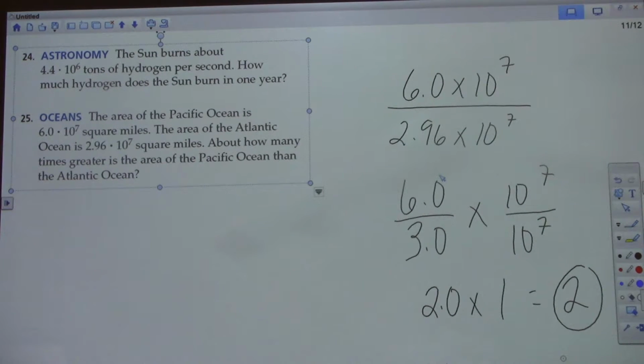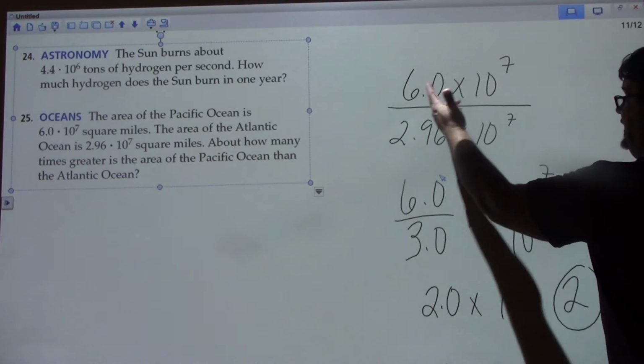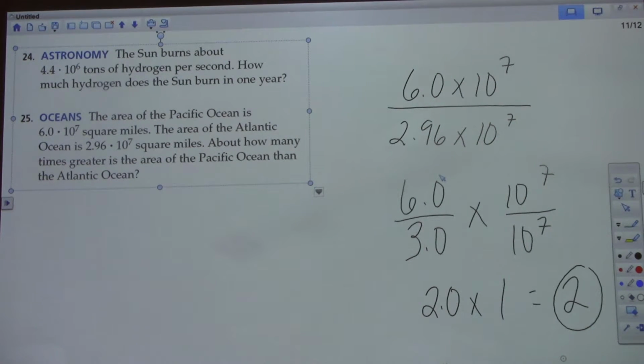Somebody say, oh, well, that ain't 3, that's 2.96. Well, somebody take 6 and divide by 2.96 and tell me what you get. But it does say about, which means, you stole my thunder. Thanks a lot. That's why you're not going to pass this class. Somebody take your calculator and divide 6 by 2.96. What do you get? 2.02. Oh my gosh, I'm off by 200ths. 2's your answer, because they said, like she said, about.